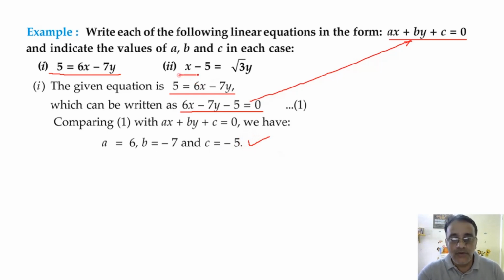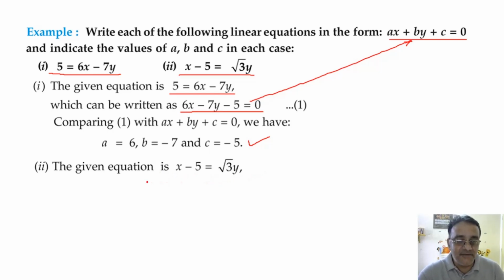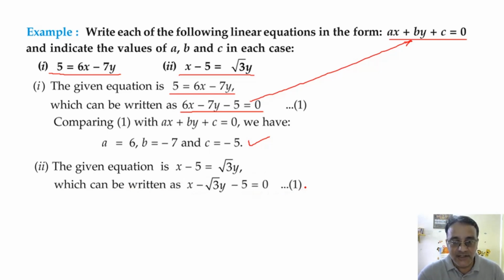So for the second part, how will you write this in the standard form? x minus... one minute. Neha. Sir, x minus root 3y minus 5 is equal to 0. Very good. Our equation is x minus 5 is equal to root 3y. If you write in the standard form, we get x minus root 3y minus 5 is equal to 0. Let it be equation number 1 for the second part. Don't confuse it with the other two equations.